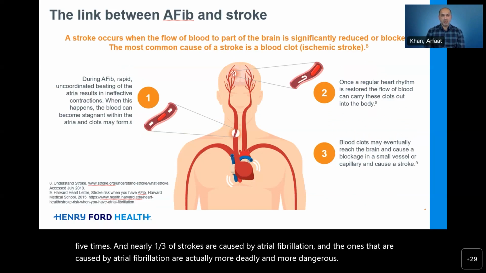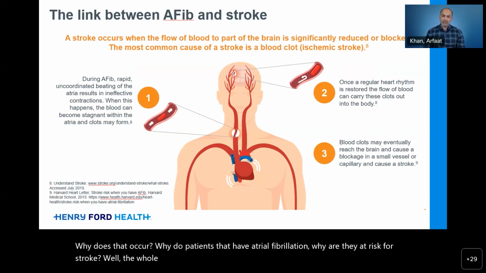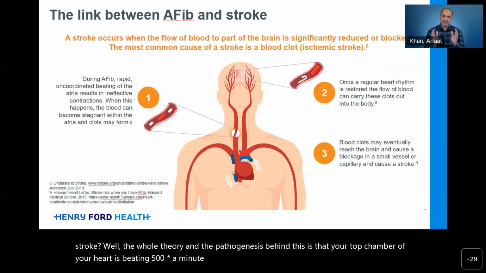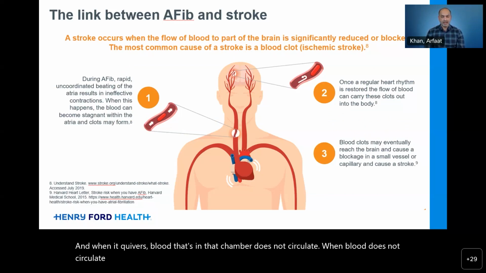Now, why does that occur? Why do patients that have atrial fibrillation, why are they at risk for stroke? Well, the whole theory and the pathogenesis behind this is that the top chamber of your heart is beating 500 times a minute. And when it's beating that fast, it's not squeezing anymore. It's basically quivering. And when it quivers, blood that's in that chamber does not circulate. When blood does not circulate, clots can form, and these clots can dislodge and lead to a stroke.